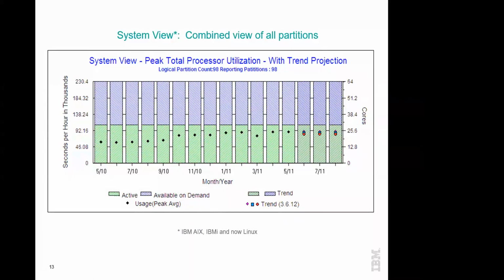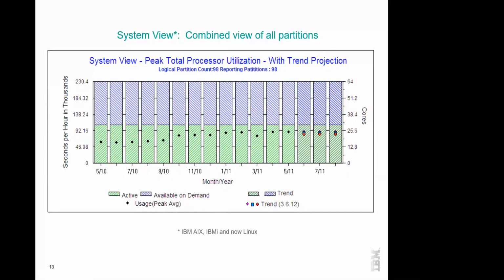They are there on your system, but they are not activated yet. So they are available to you. And the dots, you have the black dots, the black diamonds, you see those? They are showing the growth, the utilization on a monthly basis. This is an average. We call it peak average.